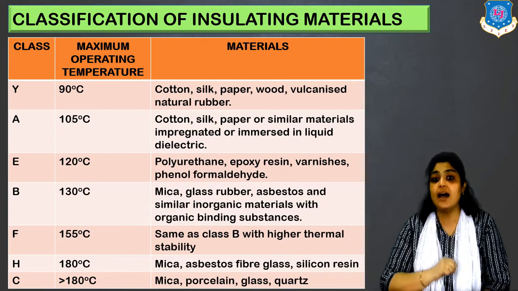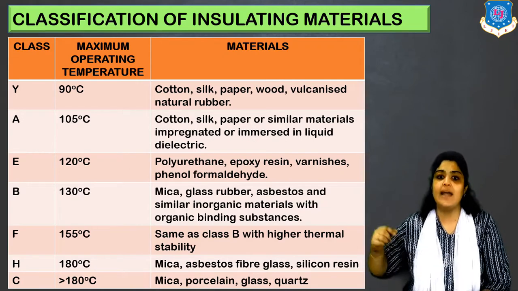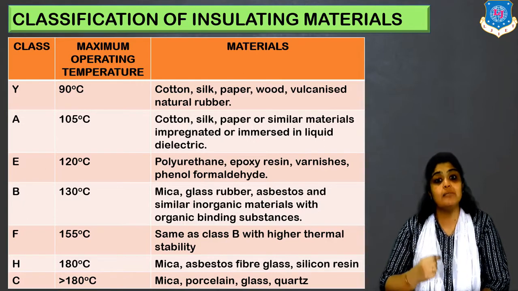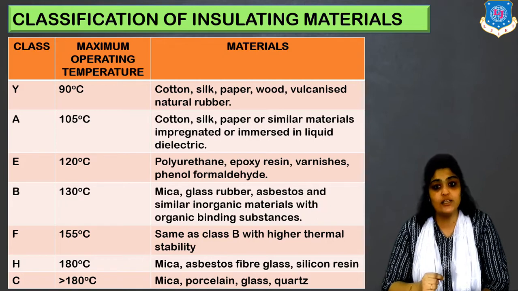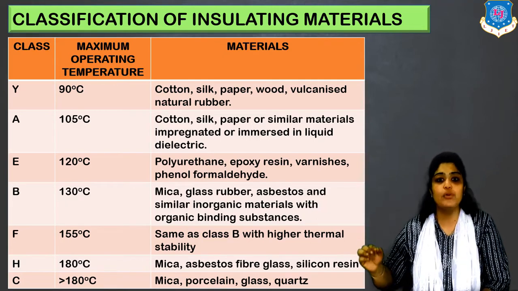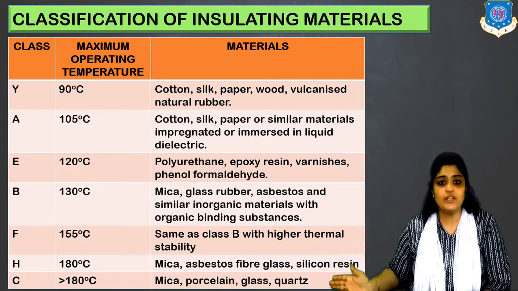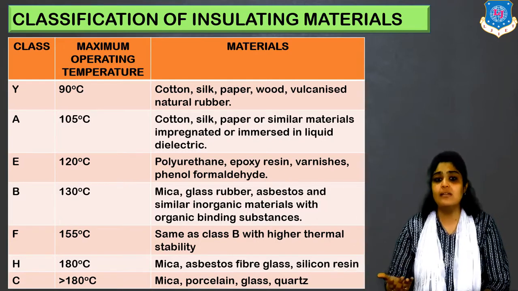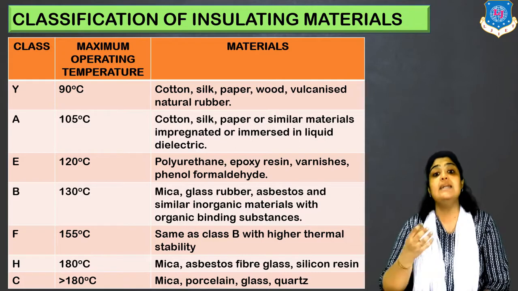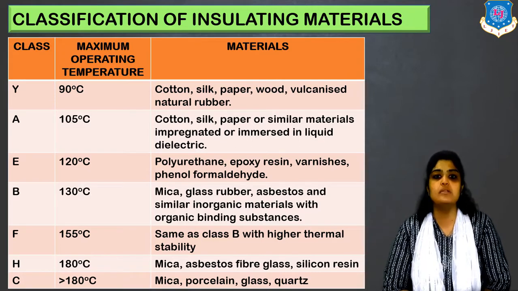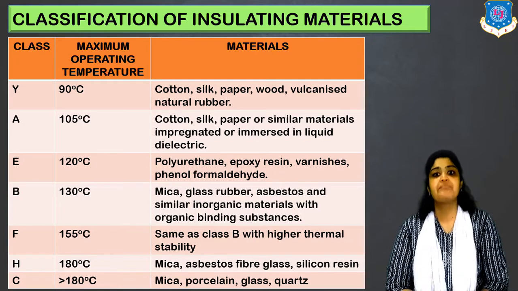Asbestos, I told you, has a higher thermal stability, right? And lastly, we have class C insulating materials which can operate at temperatures greater than 180 degrees Celsius. Examples are mica, porcelain, glass, quartz, etc. So this is the classification of insulating materials. Insulating materials means dielectric materials, and depending upon their operating range, they can be used in suitable applications.